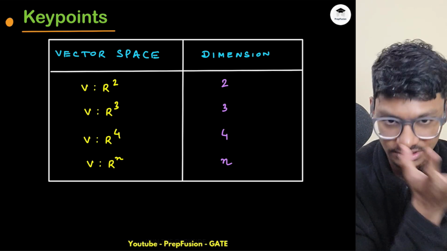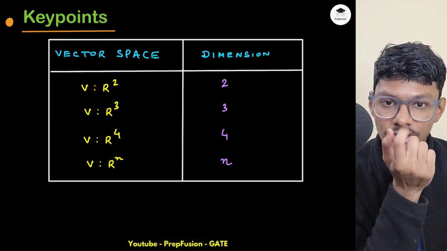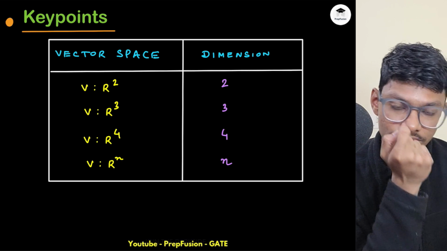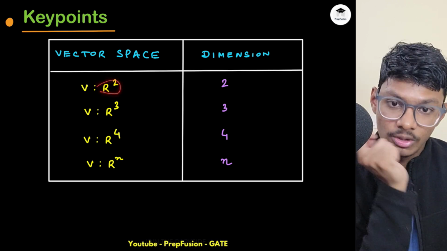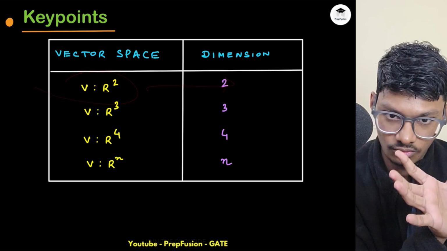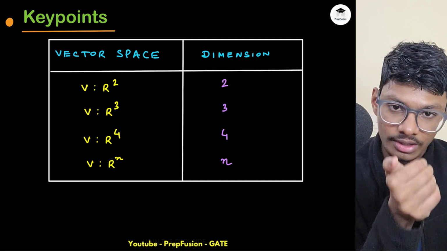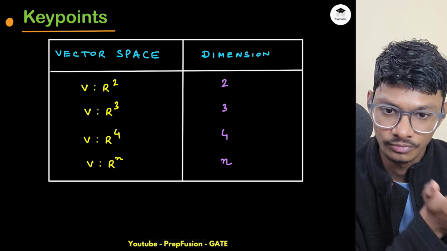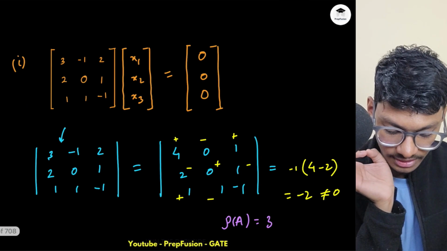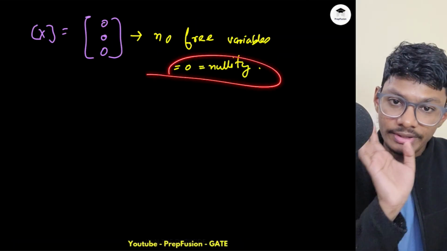It doesn't even represent a point. 0 represents nothing. So for R raised to the power 0, what is the dimension? Dimension is 0. For R raised to the power 1, dimension is 1. R raised to the power 0, dimension will be 0. So the dimension is 0. From there also you can understand that nullity will be 0.